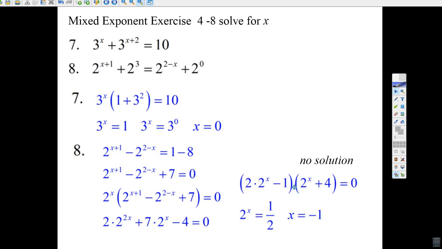Now the first one, if either of these equals 0, that's an answer. But I can never make this 0. This can never be a negative number, 2 to some power, so there's no solution here. But this one I can solve. I add 1, I divide by 2, 2 to the x equals a half, x must be equal to minus 1. There you go. That last one was pretty tricky.